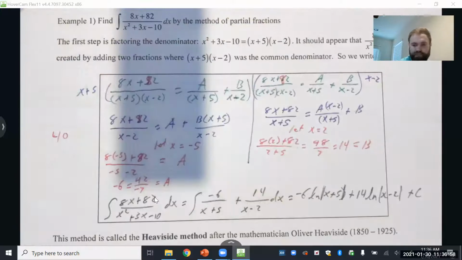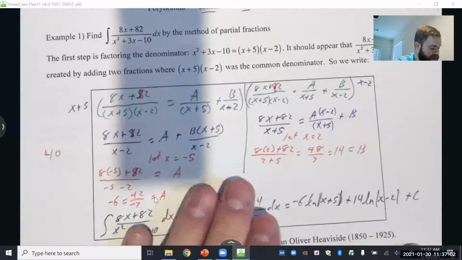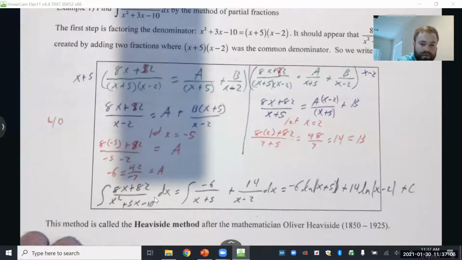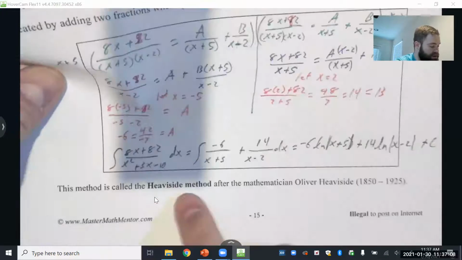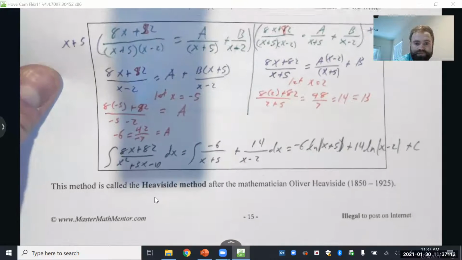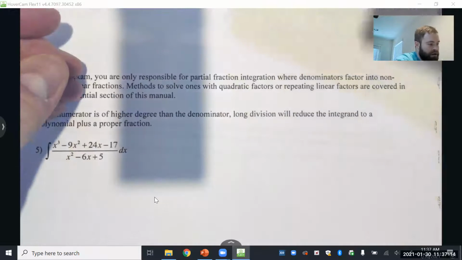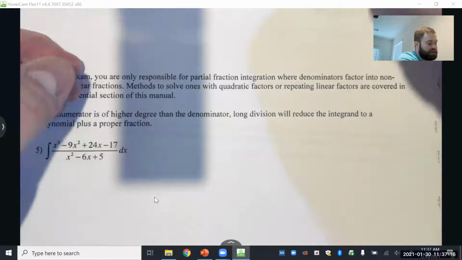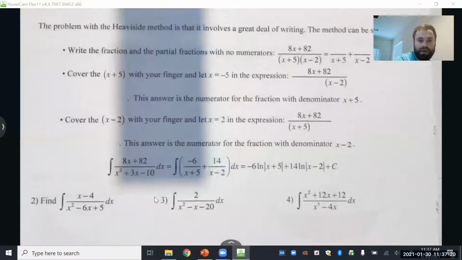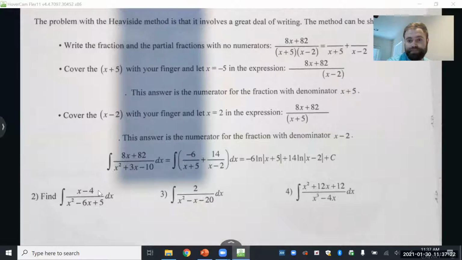And this is really just using straight algebra to figure out how we're going to split up the partial fractions, although it's also called, it says here, the Heaviside method, named by Oliver Heaviside. We go to the next page. There's actually an easier way to do this. I think it's easier, at least.